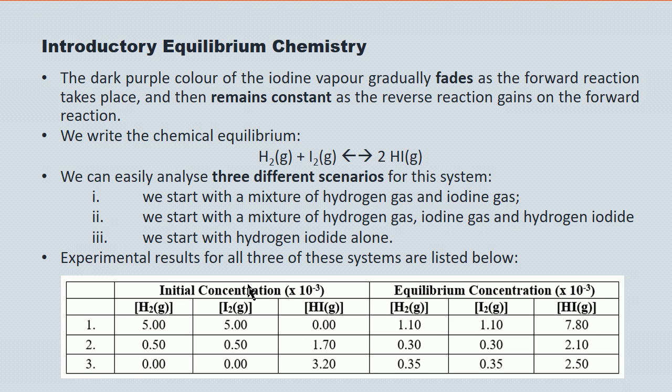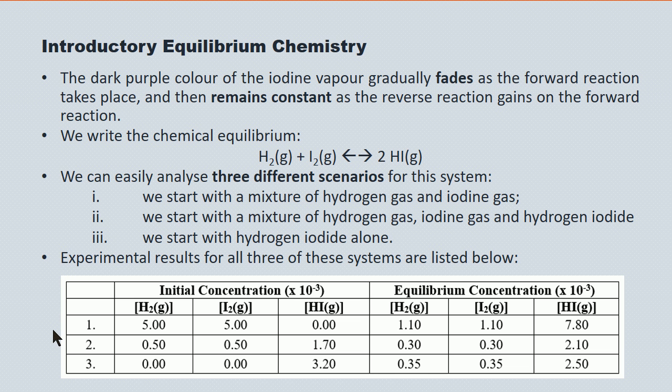In equilibrium. Trial 2 is different. Trial 2 has a mixture of hydrogen gas, iodine gas, and hydrogen iodide, all three present, and it reaches an equilibrium position. And then trial 3 starts with only the hydrogen iodide. There's no hydrogen present, there's no iodine present, and it reaches a characteristic equilibrium position. And we'll be looking at these three trials. Actually, we'll be looking at the first trial, graphically and mathematically, because you get some interesting results.